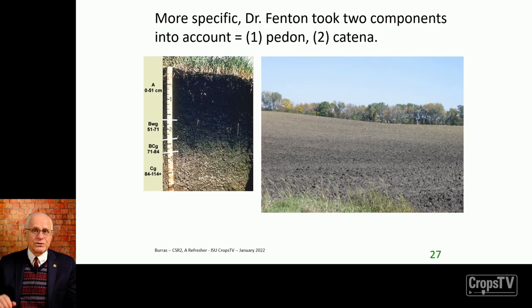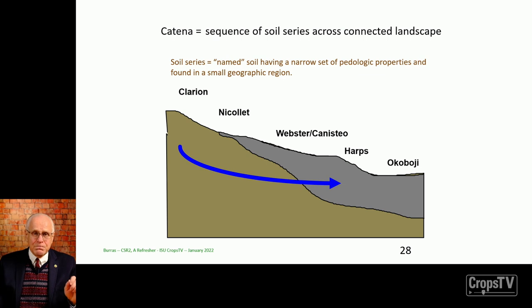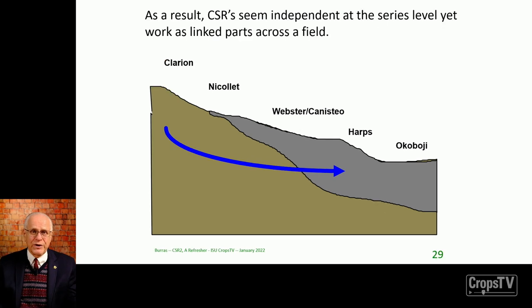Not only did he do that, but he actually linked it across the landscape. So now he'll not only use the profile, or the pedon, as I call number one here, he also linked it to the catena, this idea that there are soils and they vary across the landscape, and one soil to the next grades from one to the next, so the productivity changes very gradually. So he did a very good job of connecting it to the catena, what the individual soil is. So the Clarion you might be used to, or the Nicollet, or the Webster, or Canisteo, Harps, Okoboji, or if you're somewhere else, it might be the Marshall soil, or the Galva soil, or the Kenyon soil, or the Arispe soil, the Clarinda. But he did a very nice job of tying the productivity to a single soil and then across landscapes. Just did a beautiful job with that.